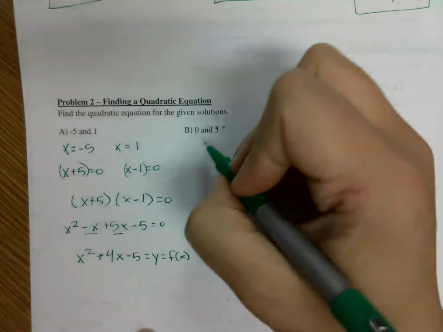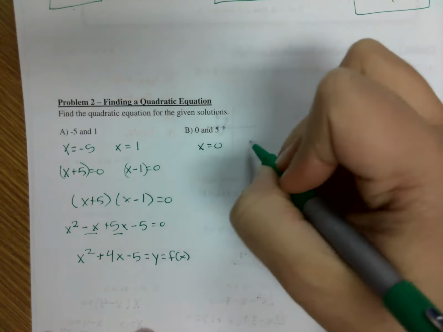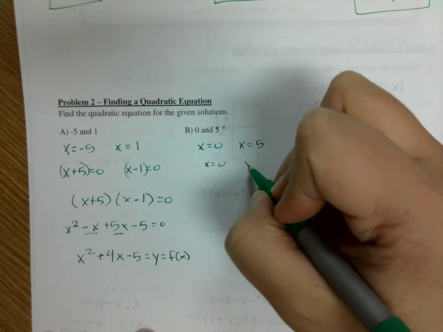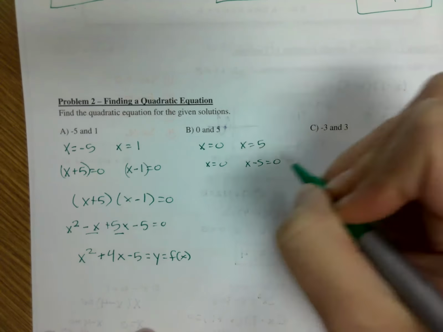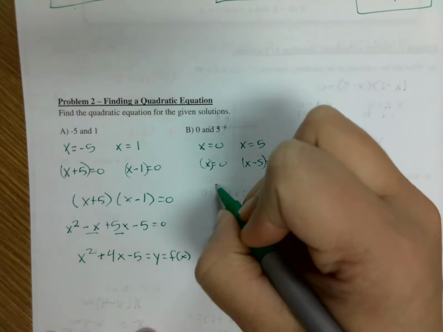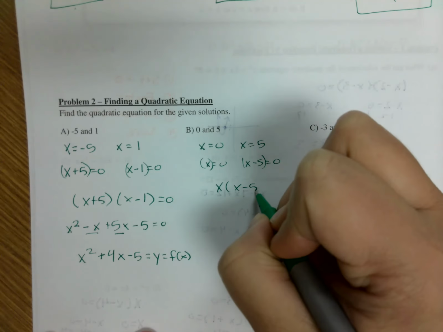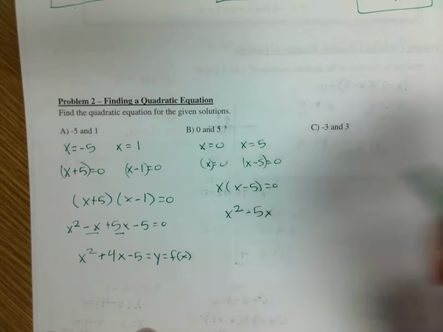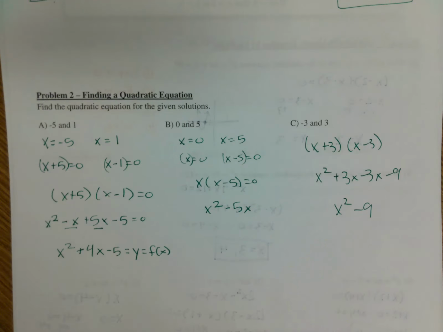Here when I have x is equal to 0, that's just x by itself. So again, if you can figure out what the pattern is, you can solve just like that. So I have x minus 5 is equal to 0. So my answer here is x squared minus 5x. Pause the video and try to do the next one by yourself.